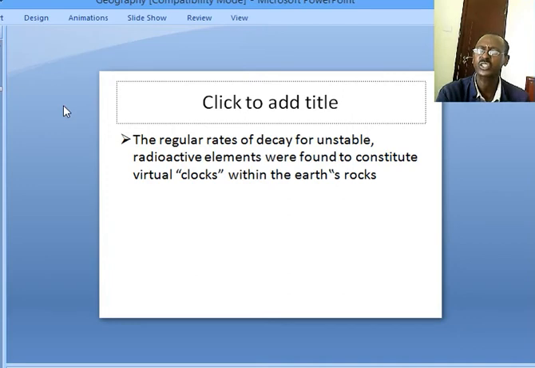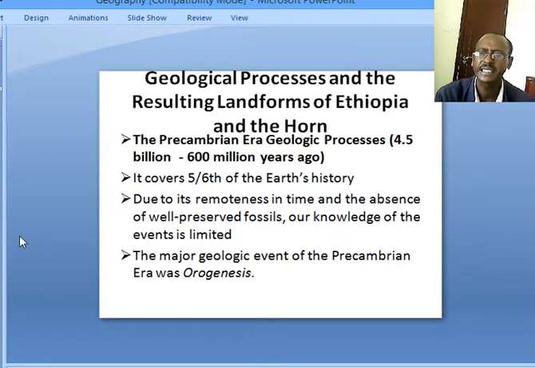So the regular rates of decay for unstable radioactive elements were found to constitute virtual clocks within the Earth's rocks. So when we study using these two techniques, at the end of the day, the regular rates of decay for unstable radioactive elements that we have found on the crust of the Earth, meaning the outer surface of the Earth, were found to constitute virtual clocks within the Earth's crust. So geology studies in such a way.